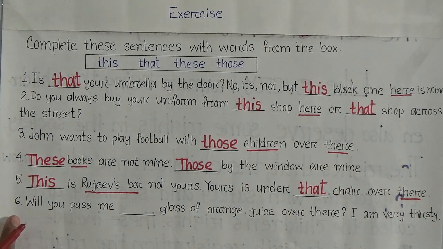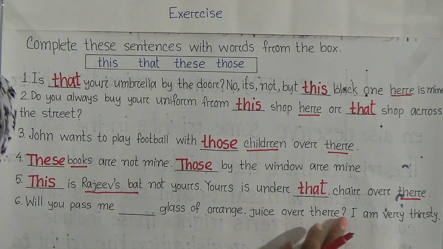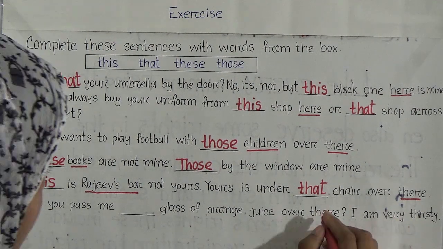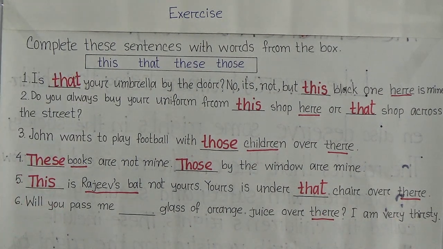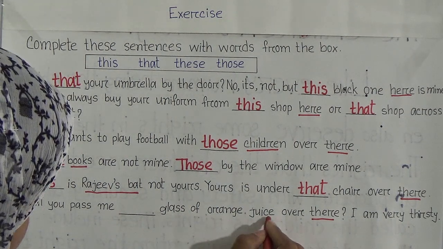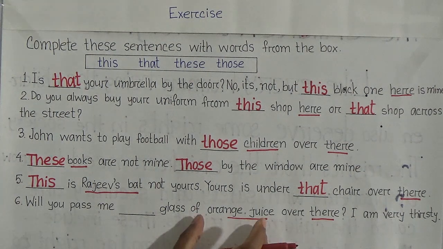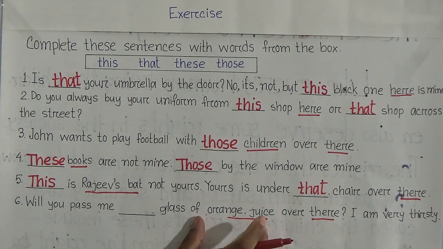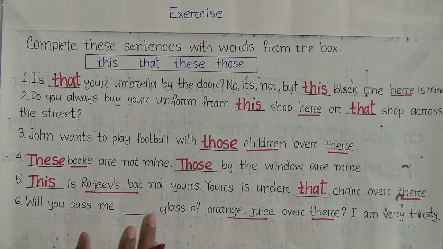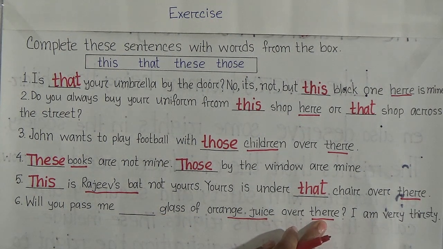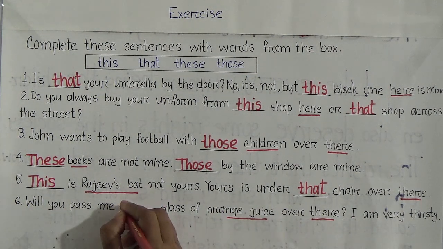Now come to number 6 and last one. Will you pass me dash glass of orange juice over there? I'm very thirsty. So here we find the word "there". It means far from you, and we are talking about a glass of orange juice. So it's singular. So you have to use singular this or that. You find "there", so you have to use that. Will you pass me that glass of orange juice over there? So here will be that.